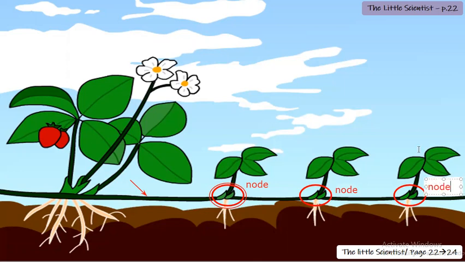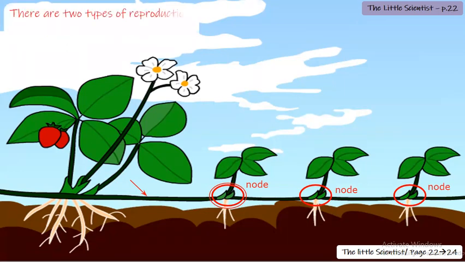How did this happen? How do we have 3 new plants without pollination, without the use of flowers, without fertilization? How did this happen? This happened asexually. So there are 2 types of reproduction in plants. Reproduction is creating new plants, new babies.